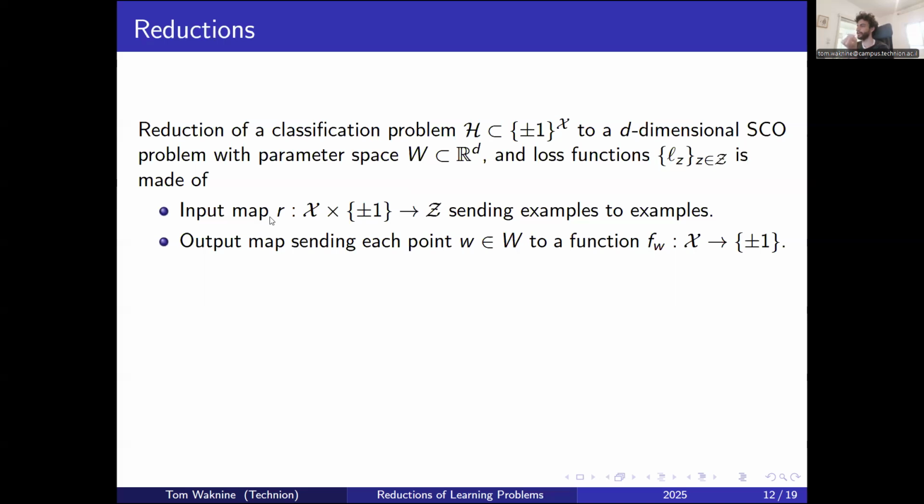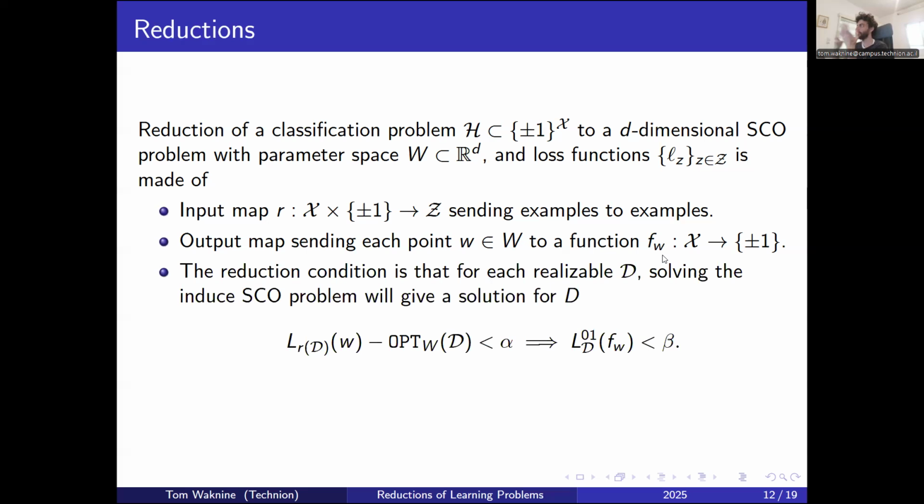You need an input map that transforms instances to instances. So in our case, we need to transform X cross plus-minus 1 to Z. It's sort of like sending loss functions to loss functions. And you need an output map that for each point W associates some function f of W, because solutions to the SCO problems are W's, and we always need to go from W's to functions.